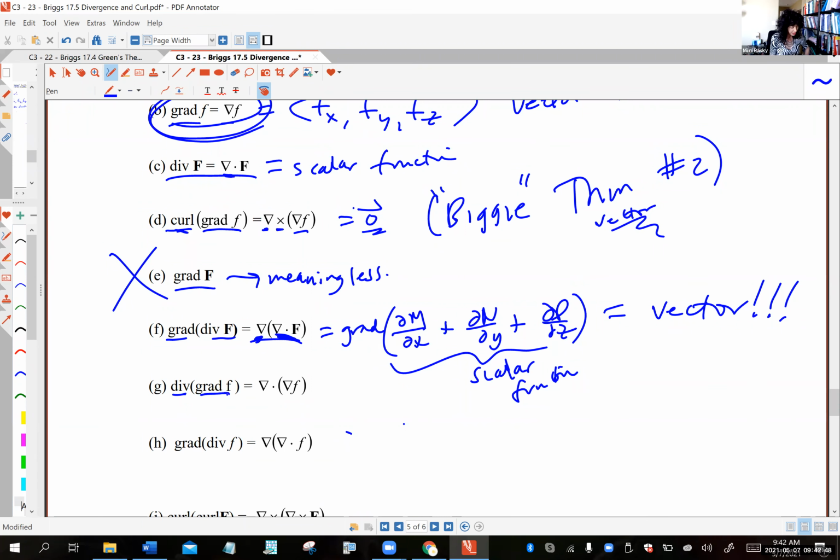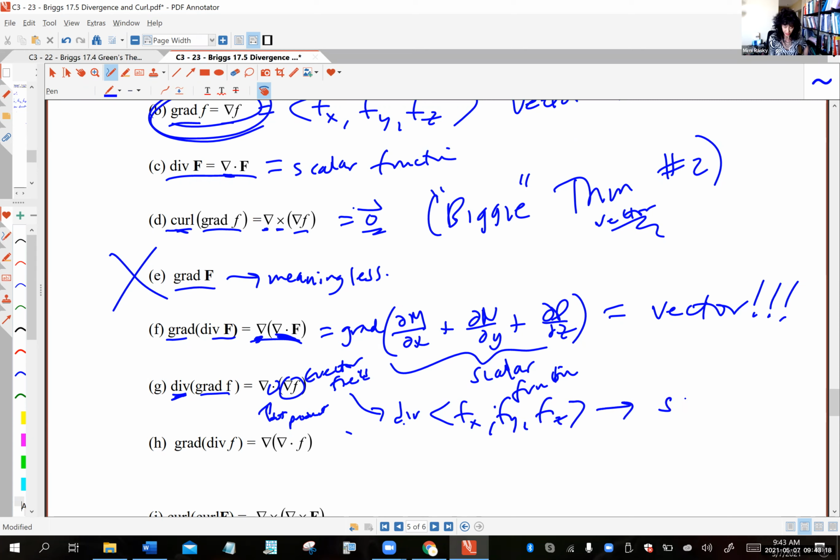How about the divergence of a gradient? You remember divergence involves a dot product here. And this is a vector field. You are totally allowed to take the divergence of a vector field because gradient is a vector field. So this is legal. You're just taking the divergence of this vector field, and you will get a scalar function because that's what divergence gives you. So it's totally meaningful. We're good to go.